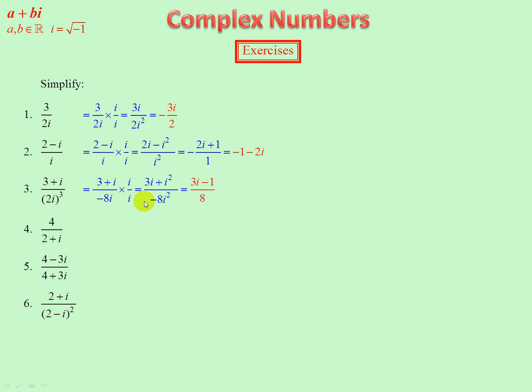I need to simplify the denominator first. There we are. That becomes minus 8i because this is 2 cubed is 8. i cubed is i squared times i. So i squared is negative 1 and we have the i. Once again, we only multiply by i over i.